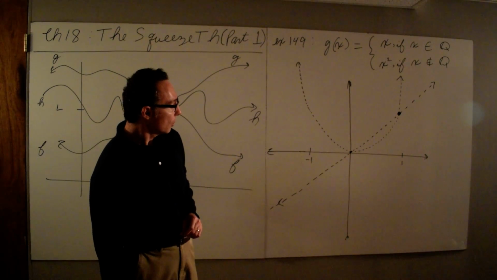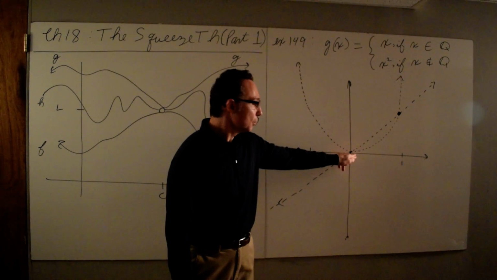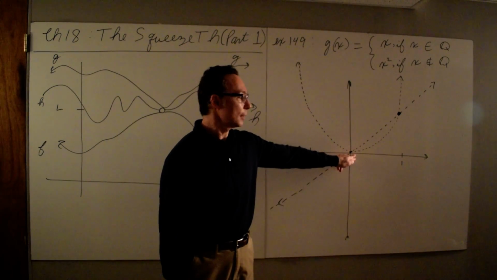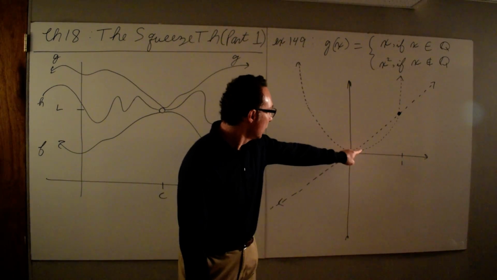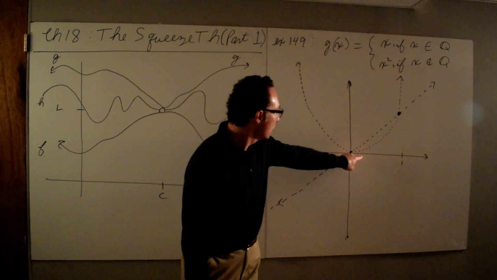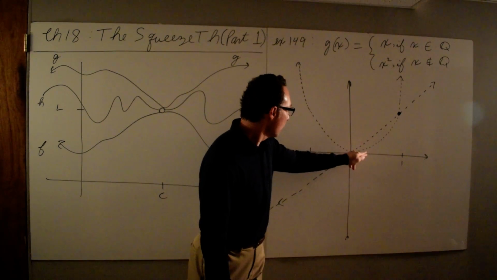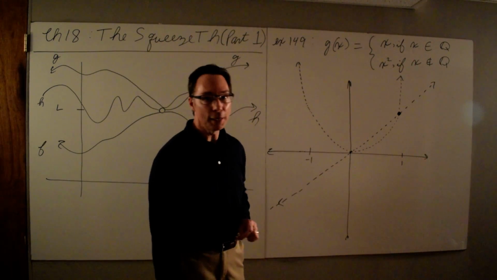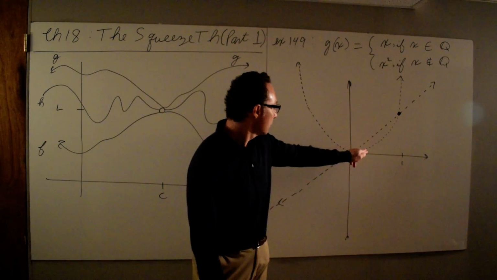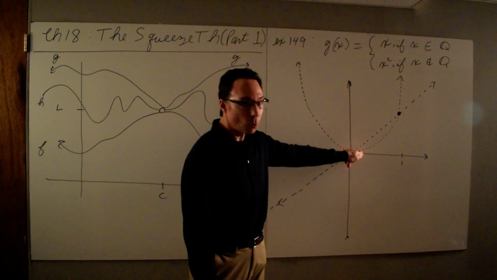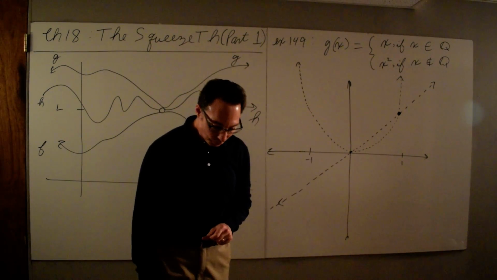And so example 149 asks us to prove that the limit as x approaches 0 from the right of g of x is equal to 0. We do that by noticing that between 0 and 1, the line is above the parabola. So as we get close to 0 from the right, x is greater than x squared. And so this function is sandwiched between x squared as a lower limit and x as an upper limit.